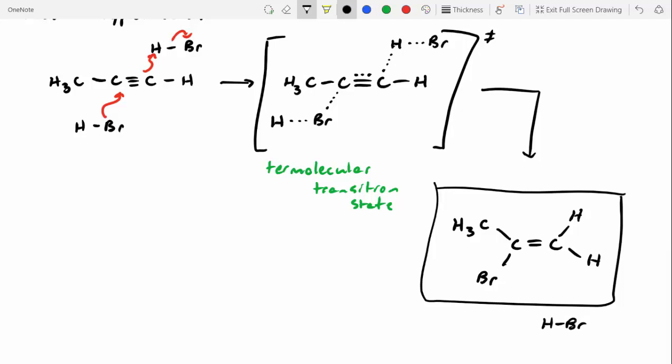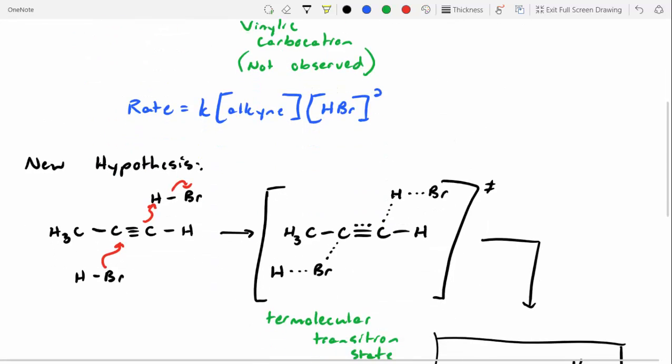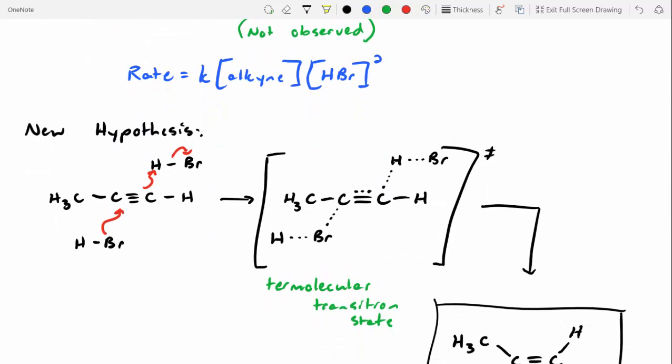Yep. So does this only work with terminal alkene? It will work with any sort of alkene, but the regiochemistry is always going to be Markovnikov for a terminal alkene. Does that make sense? So just like we predicted up here, we predicted that it will be Markovnikov. If you've got an internal alkyne, you don't really have a Markovnikov side. So that's why I showed this example. Yep. What does termolecular transition state mean? Termolecular just means it's the collision of three molecules at that transition state.